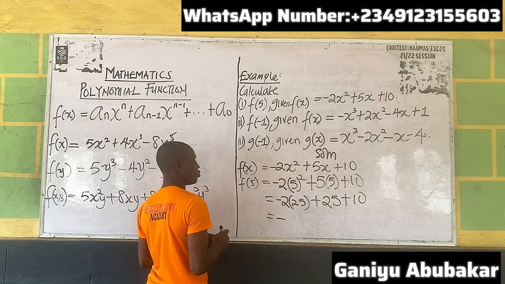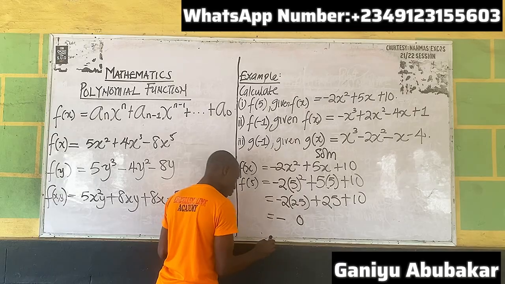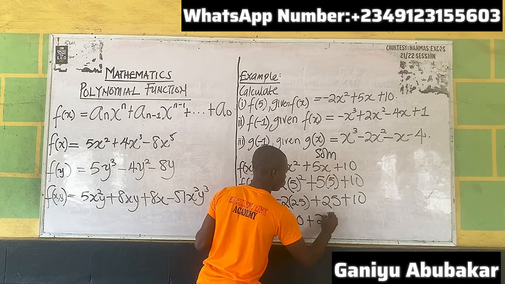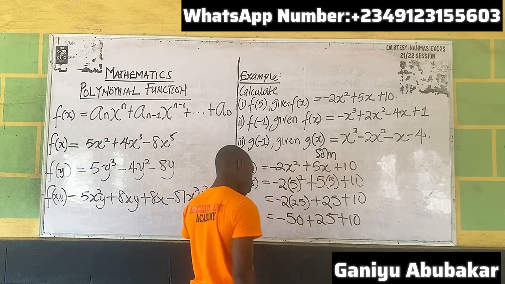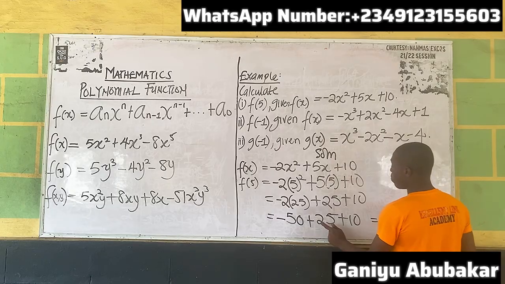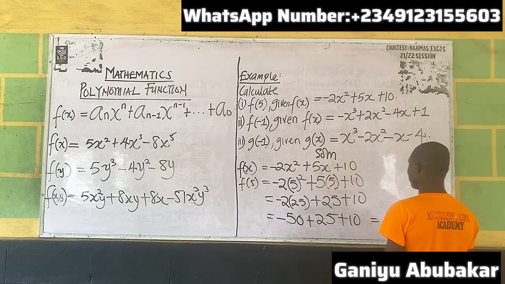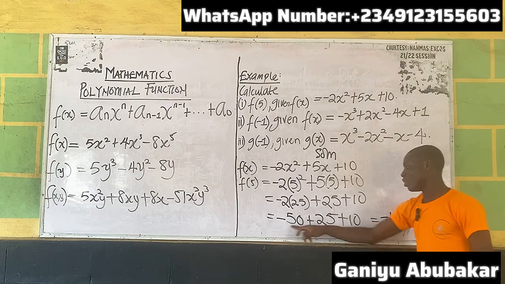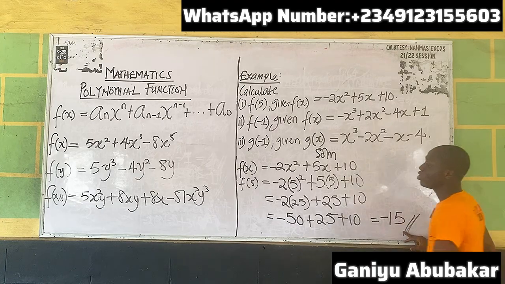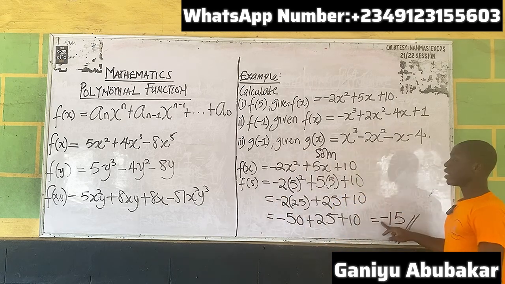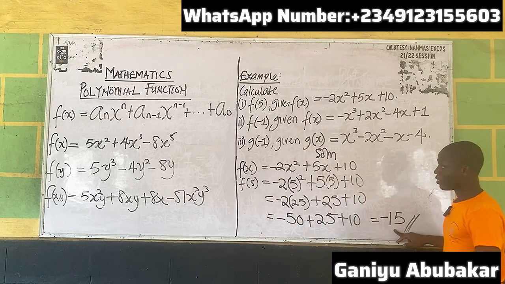Minus 2 times 25 gives you minus 50, right? Plus 25 plus 10. This one gives you minus 50 plus 25, which is minus 25. Minus 25 plus 10 gives you minus 15. All right, so if we work on this one here, you have minus 15 as your answer. So f of 5 of this expression gives you negative 15. It's simple as that, right?